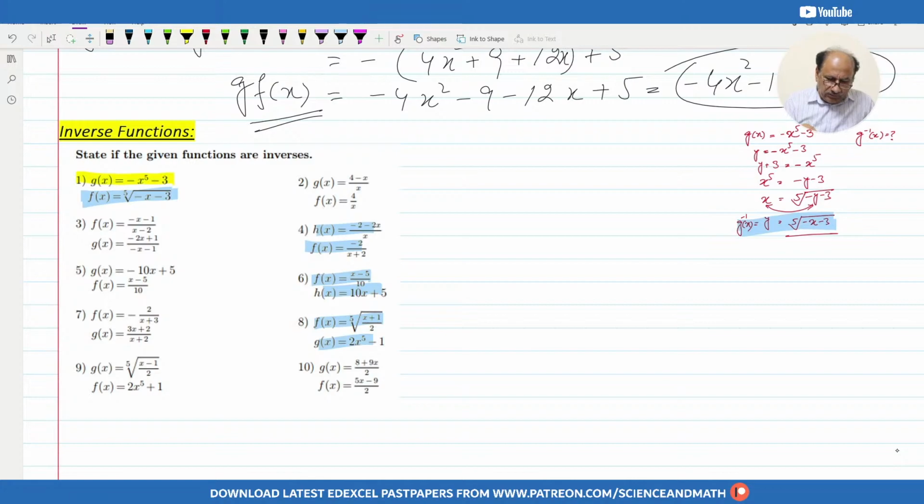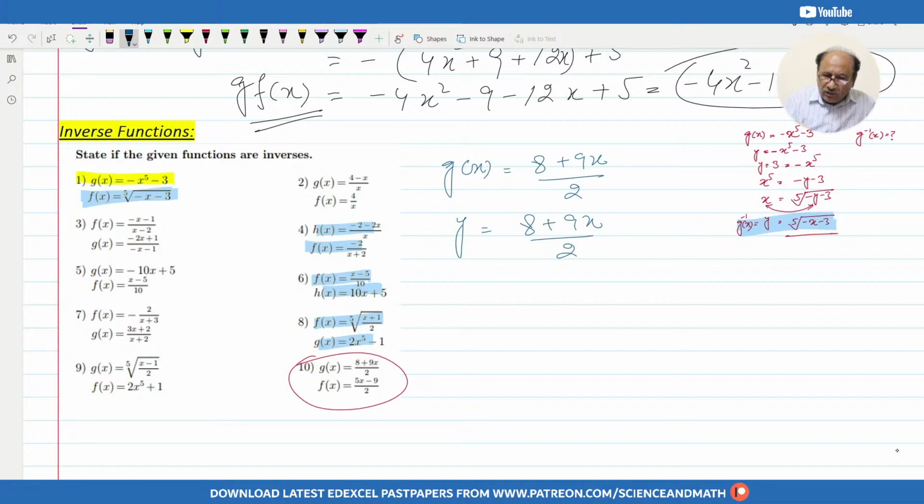The question I'm taking is question number 10. It says g of x is equal to 8 plus 9x over 2, and we will write it as y is equal to 8 plus 9x over 2. Our target is to make x the subject. For that, we will cross multiply. We can write over 1 and cross multiply.